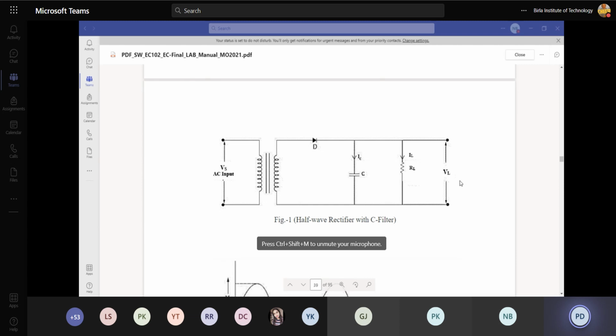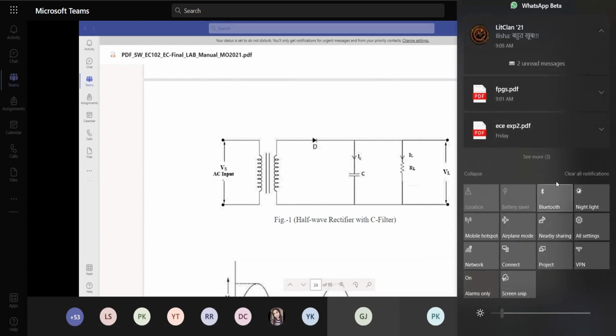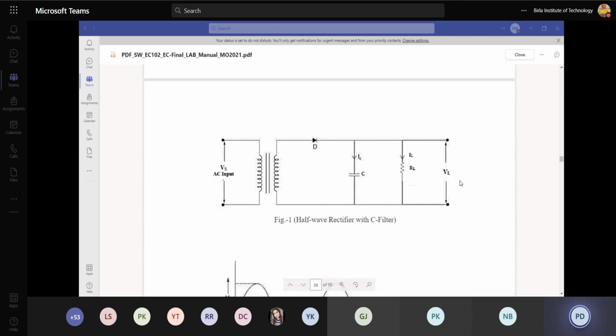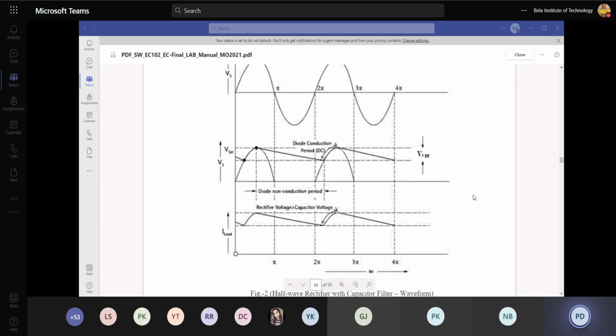Then what will happen? When the peak voltage reduces and the waveform is falling down, at this time the capacitor will start discharging. Through which path? In the next half cycle the diode is reverse biased, so this part will be open circuited. The capacitor is having a charge of the maximum, peak value of your voltage. But when the diode gets reverse biased, the capacitor will discharge through this loop, through the RL.